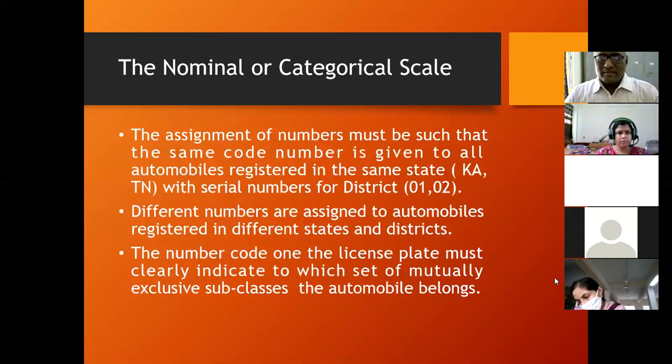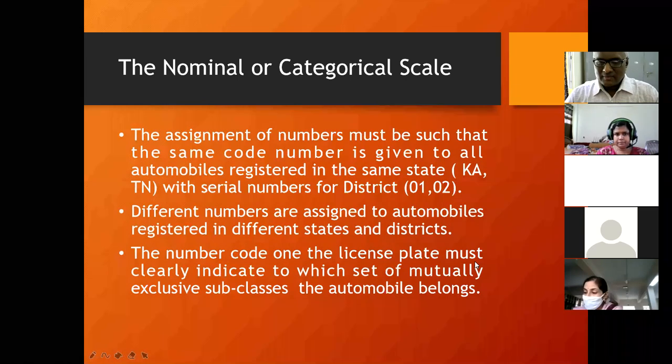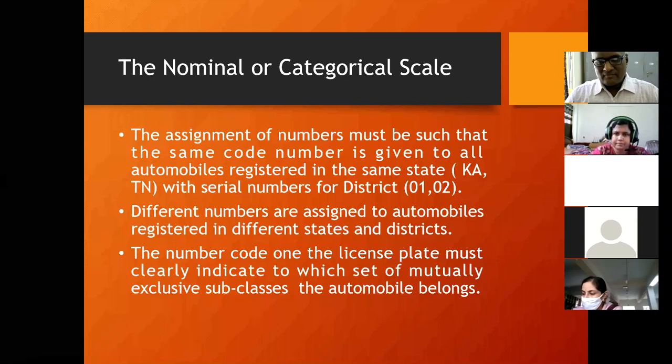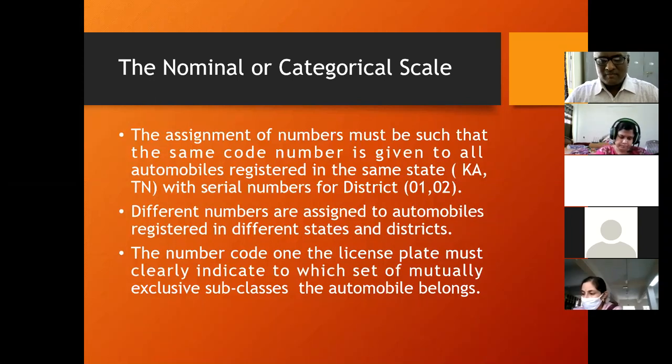The assignment of numbers must be such that the same code number is given to all automobiles registered in the same state. For example, KA for Karnataka, TN for Tamil Nadu, and district 01, 02, 03 like this. Different numbers are assigned to automobiles registered in different states and districts. The license plate must clearly indicate to which state the vehicle belongs, with mutually exclusive subclasses, so you don't have any confusion. You can easily identify West Bengal, or Orissa, or Delhi. Throughout India, you can identify to which state and to which district this vehicle belongs.